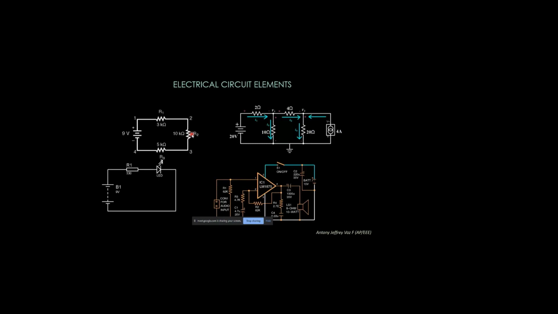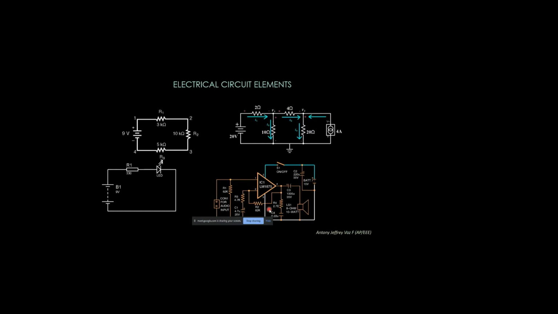What are circuits? This is also a circuit. Here you have a 9-volt battery and some resistance. And this is another type of circuit. You have a 20-volt battery, some resistance, and a current source. And this is also a circuit. You have a 9-volt battery, a resistance, and an LED. So this is also a circuit.